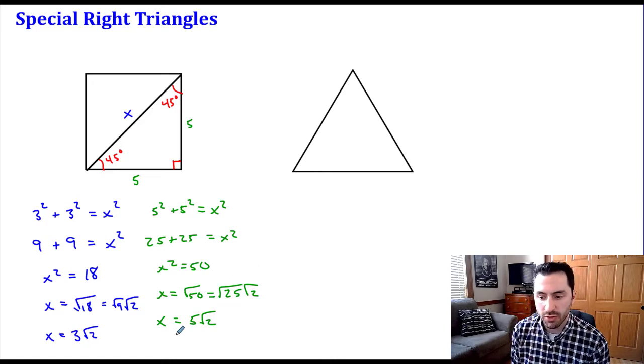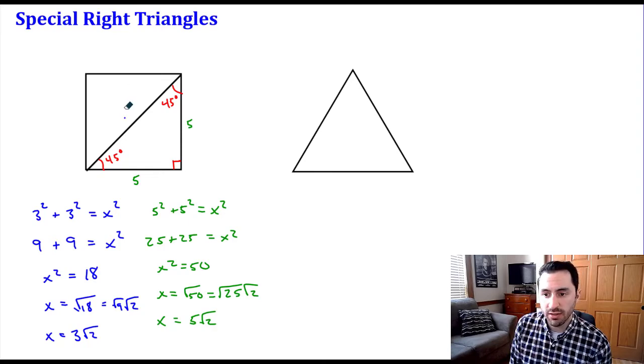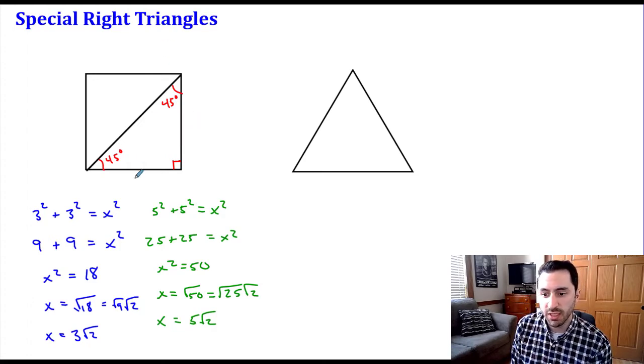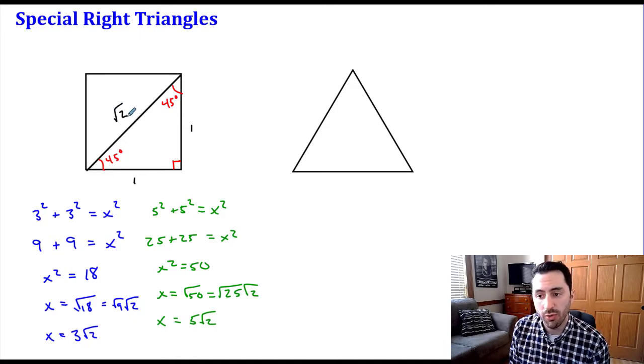Now if I look at my two solutions I got here, 3 times the square root of 2 and 5 times the square root of 2. They both have a square root of 2 in them. Also, if I take a look at the coefficient that's in front of that, 3, that was the side length that we used to begin with, and 5, same thing. So now we can generalize this. So let's just say, for simplicity's sake, let's say the sides are 1. If the two side lengths are 1, then my hypotenuse has to be the square root of 2.